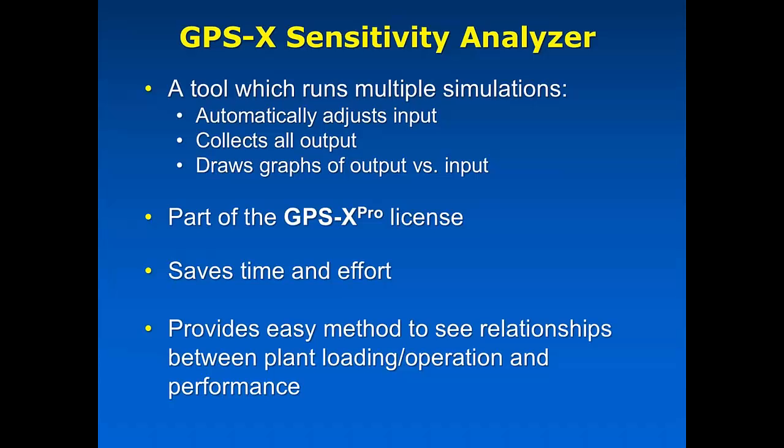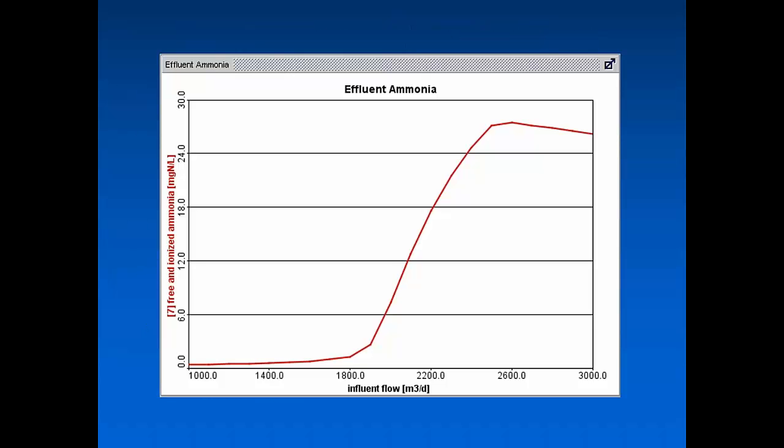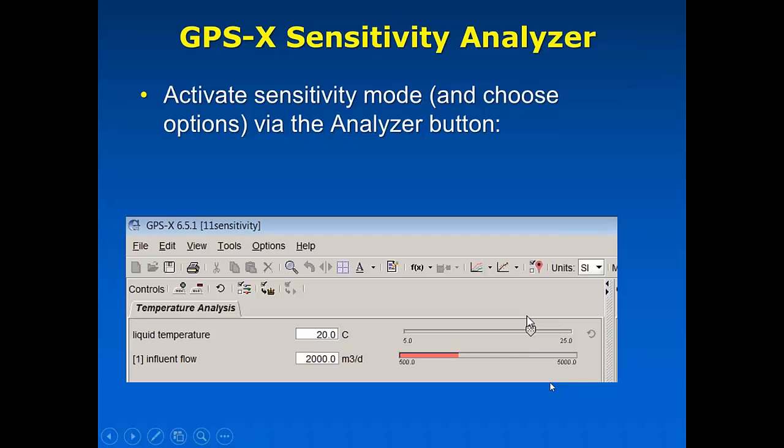It provides you that easy method to see the relationships between plant loading or operation or design and the performance of that particular plant. So you'll be able to plot something that looks like this, where I'm looking at my effluent ammonia versus my influent flow. And as a matter of fact, this is the example that I'm going to do here for you shortly.